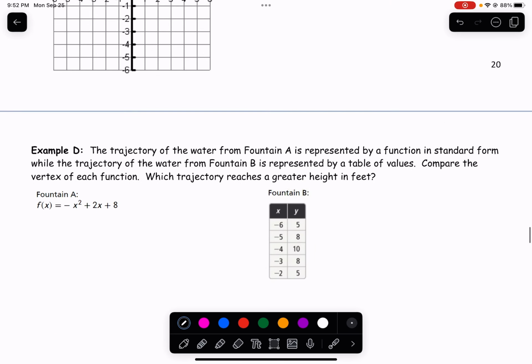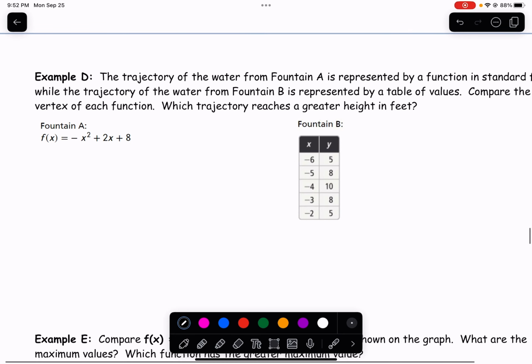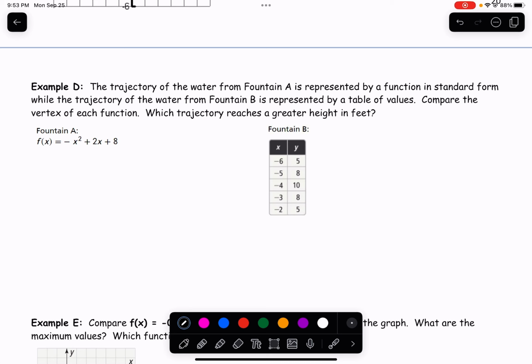Let's go ahead and skip ahead to example D here. So, for this one, it says the trajectory of water from fountain A is represented by a function in standard form, while the trajectory of water from fountain B is represented by a table of values. Compare the vertex of each function, okay? So we need to find the vertex of these guys.